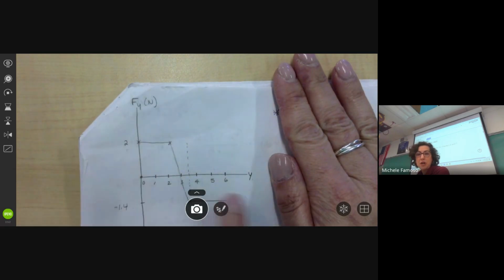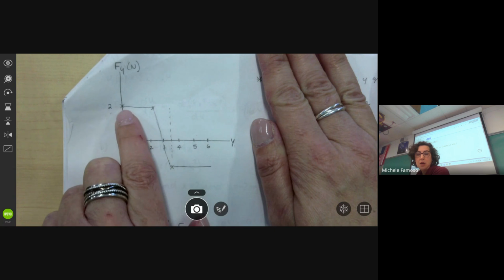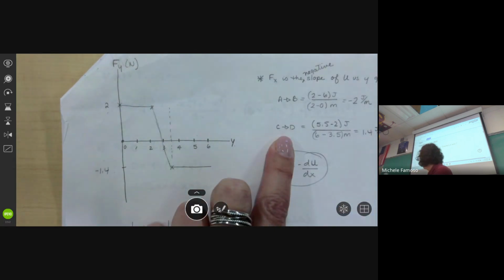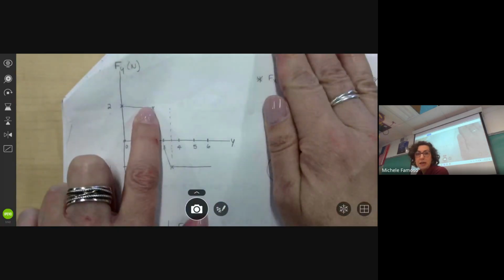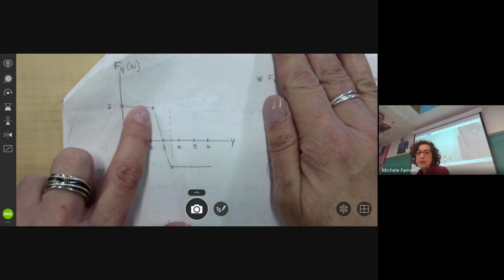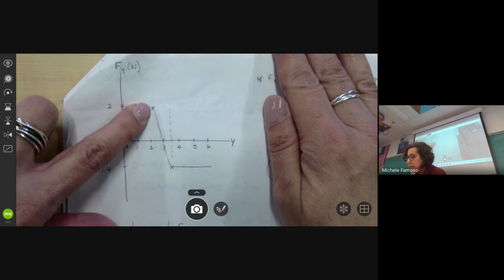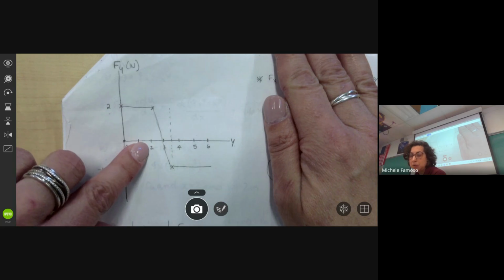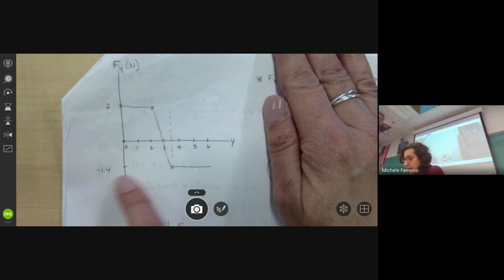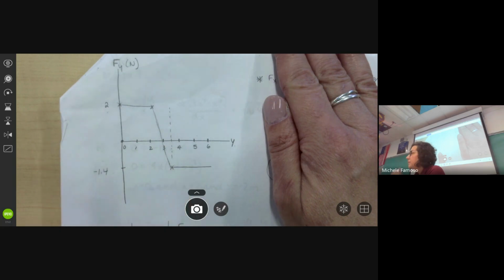So here is our force versus our position. We get a horizontal line at 2. Then we get a diagonal line, negative slope, and then another horizontal line at negative 1.4. The diagonal line with the negative slope begins at a position of 2 meters, and the horizontal line at negative 1.4 newtons is at 3.5 meters. That's your graph.